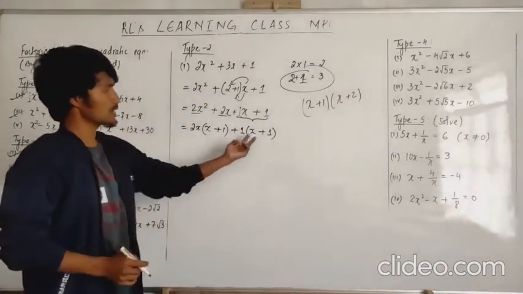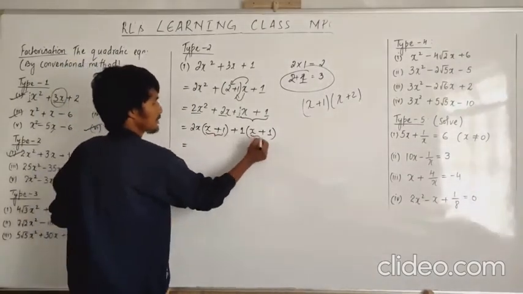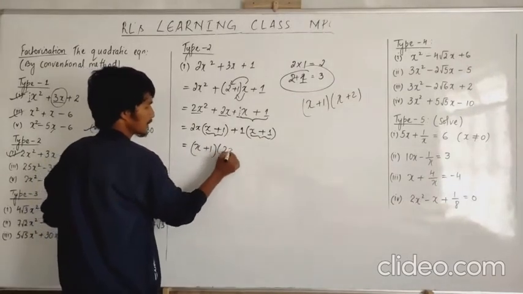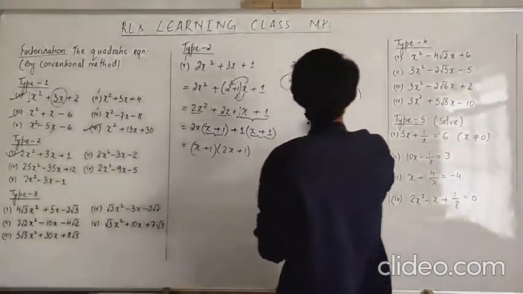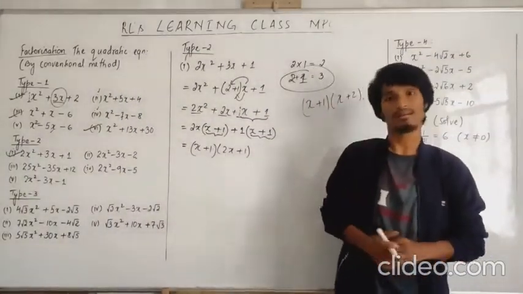Then now x plus 1 here, also x plus 1. Then which one is common? This one, x plus 1. I put x plus 1 again here. Then 2x plus 1. Now see where is the difference. Here we have x plus 1, x plus 2. But here it is x plus 1, 2x plus 1. That's the difference.